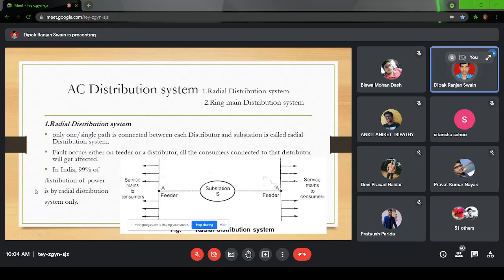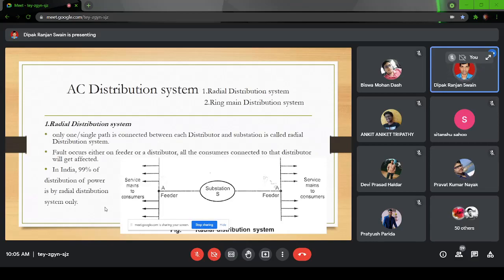In India, 99% of the distribution is radial distribution because we are expanding. As I have told, till now in India we are not thinking about the quality of electrical power; we are concentrating only on quantity. Your Prime Minister says electricity for all the villages. Till now, there are many villages where the power supply has not yet reached. Once that is reached, then we will think about improving the quality.